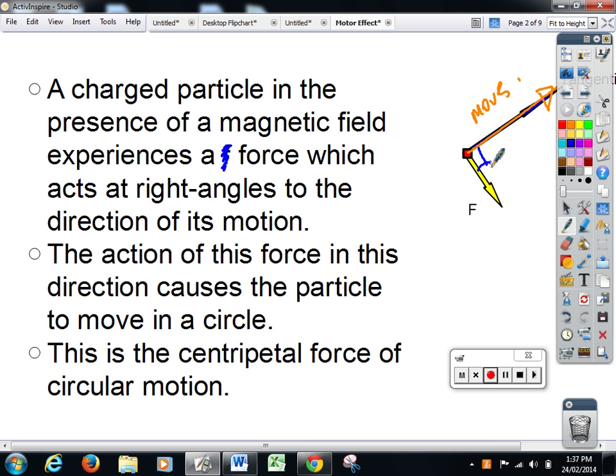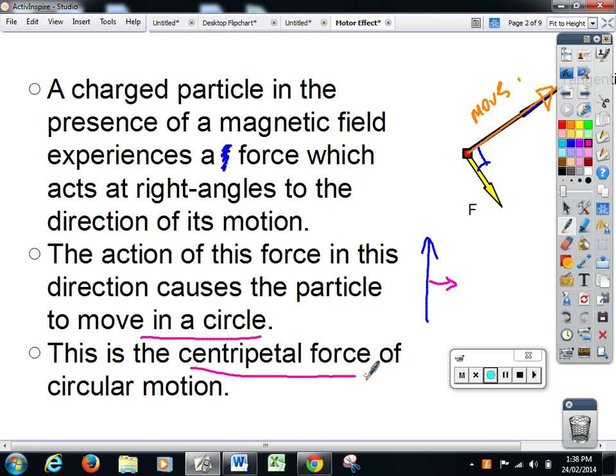Now we have met this type of motion before. If I move in one direction, say this way, and I get pushed at right angles, then I get pushed in a specific shaped path. And what is that shape? Circular motion. So the action of this force in this direction causes the particle to move in a circle. And the name of this force that pushes it towards the centre of the circle is the centripetal force.